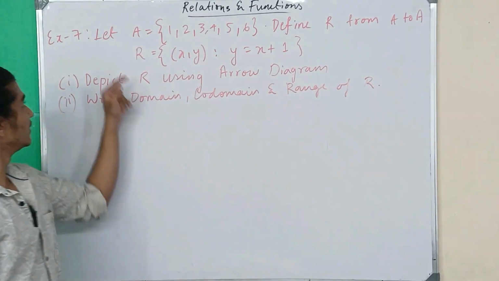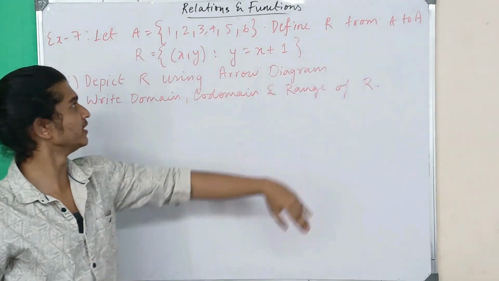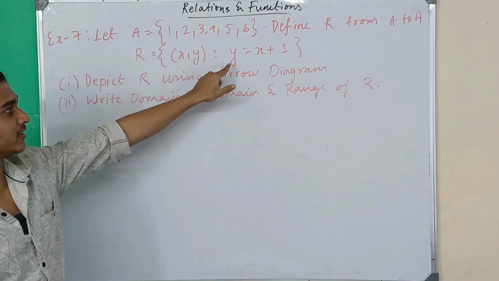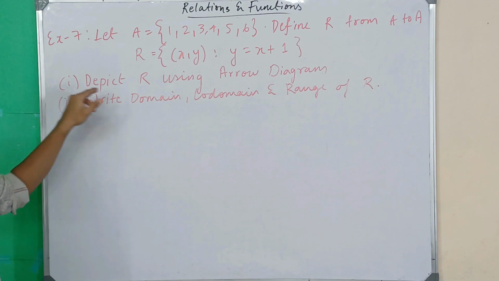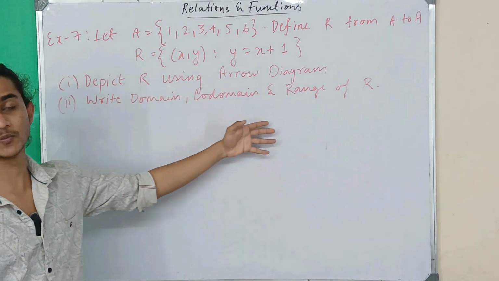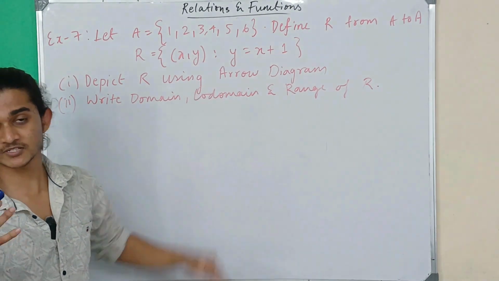So the problem is, let A equal to {1, 2, 3, 4, 5, 6}. Define relation R from A to A by R equal to the set of all (x, y) such that y equals x plus 1. In this we're supposed to represent the relation in an arrow diagram, and find the domain, range, and codomain of R. Let us try to solve the first one, which is finding the relation.